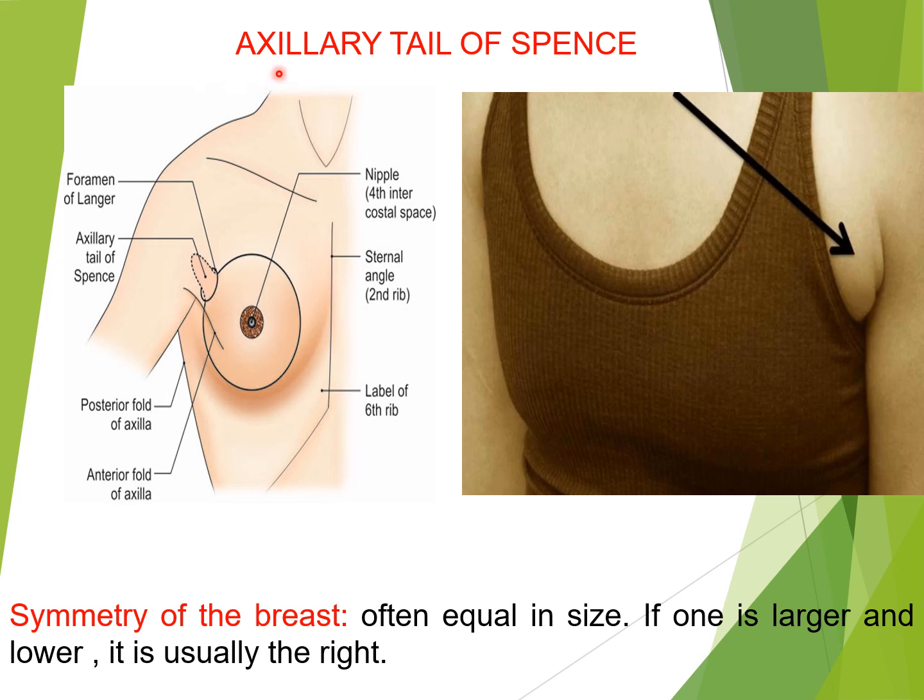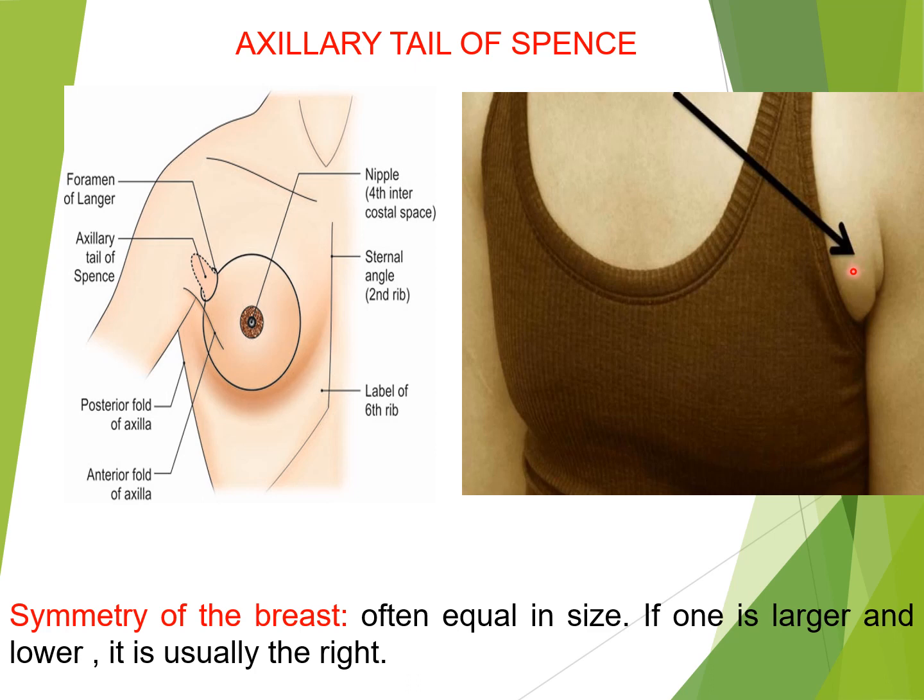Now let us discuss the axillary tail of Spence. Sometimes a tail-like projection from the upper and outer quadrant of the breast enters the axilla. As you can see, this is a picture of the female breast, where you can see this elevation. This is the axillary tail of Spence from the upper and outer quadrant, or the upper lateral quadrant, of the breast.